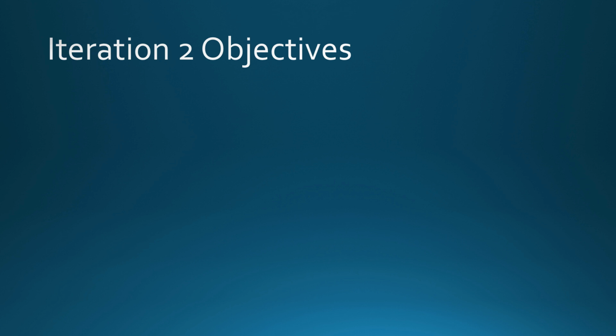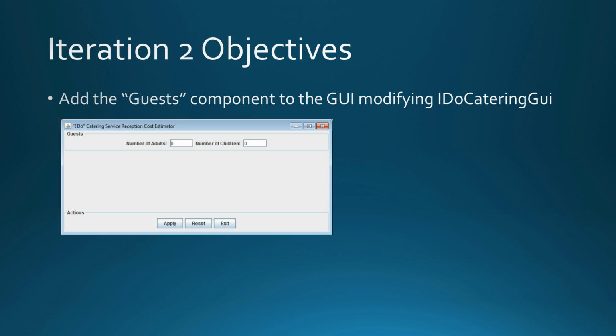Iteration 2 objectives will be the following. First, we're going to add the guests component to the GUI, and in doing so we're going to have to modify the code of the I Do Catering GUI class. You'll see the new version of our GUI has the guest panel, and that guest panel contains a couple of components here.